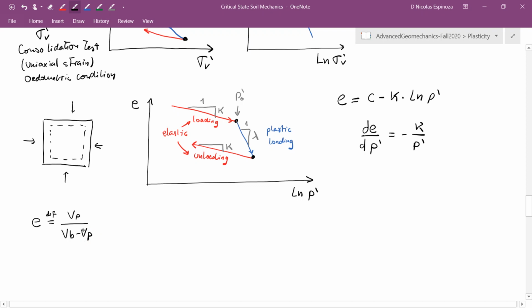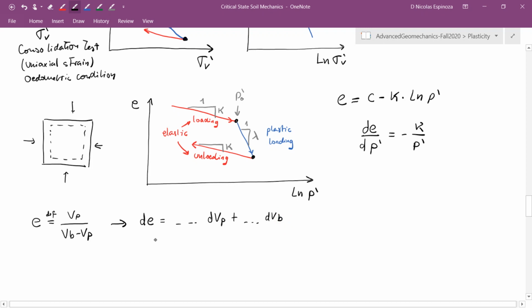All right. From here, I can also calculate by derivatives what is the incremental change of void ratio. And this is going to be a function of the change in the volume of the pores plus the change in the bulk volume. And based on this equation, it's just going to be math.